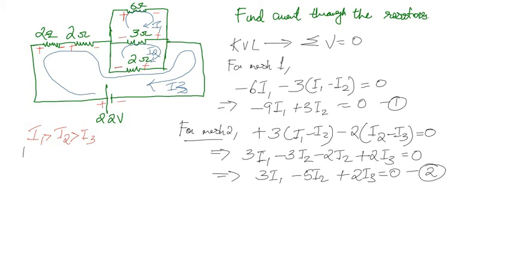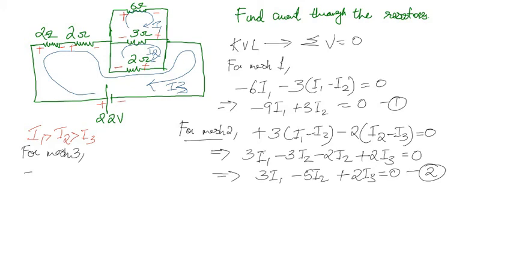Now we can go for the third mesh. So for mesh 3, again when I'm considering mesh 3, there are 4 components in mesh 3. That is the 24 volt source, 2 ohm, 2 ohm, and again the third 2 ohm. So altogether the combination of all these 4 components is the mesh equation.